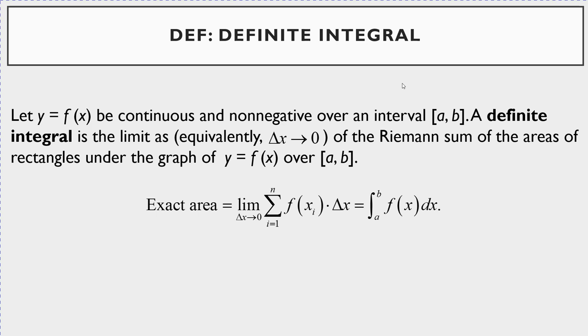If you remember in section 4.1 we had the indefinite integral. We're going to let y equal f of x be continuous and non-negative over some interval from a to b. A definite integral is the limit as delta x goes to 0 of the Riemann sum of the areas of rectangles under the graph over the interval from a to b. So what we're saying here is the exact area under the graph is the limit as delta x goes to 0, where delta x is the width of the rectangles.